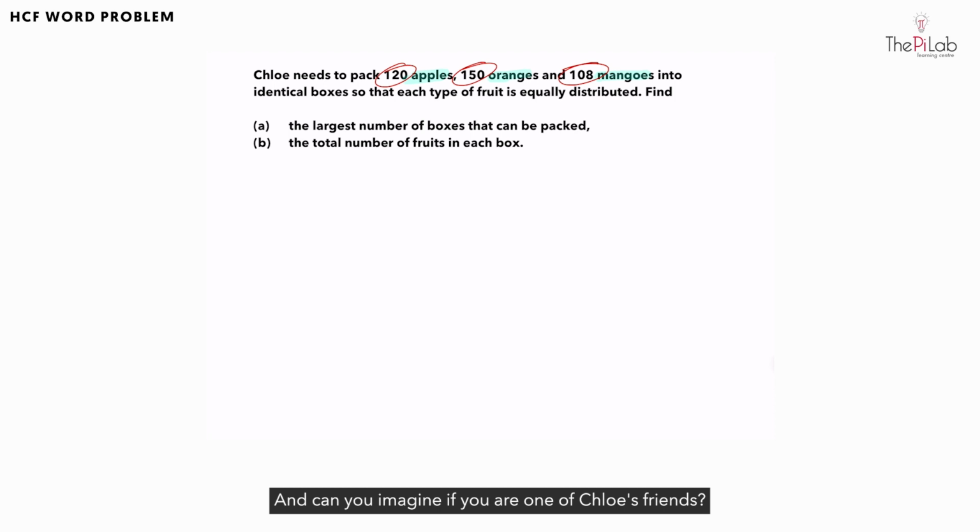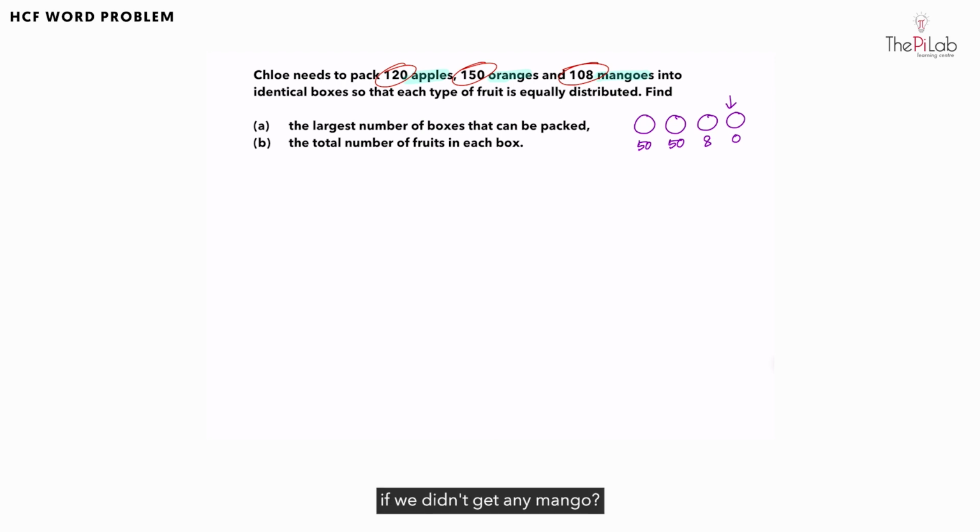And can you imagine if you are one of Chloe's friends? So let's say Chloe has exactly 4 friends. And they're all mango lovers, just like I am. Now, if she has 108 mangoes and she decides to divide it this way, 50 for the first friend, 50 for the second friend, 8 for the third friend, and 0 for the last friend. So imagine if you or I are the last friend. Now, do you think we'd be very happy if you didn't get any mango? No, we'd be very, very sad, right? Because Chloe didn't give us any mangoes.